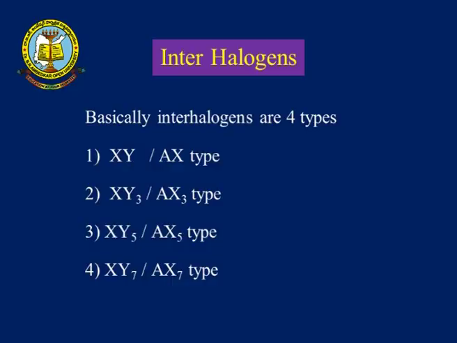Basically, interhalogens are of 4 types. This is very important from the examination point of view. The classification of interhalogens is important. One is AX type, AX3 type, AX5 type and AX7 type. These are the 4 types we can classify. The interhalogens definition and classification are completed. Now we are going one by one.